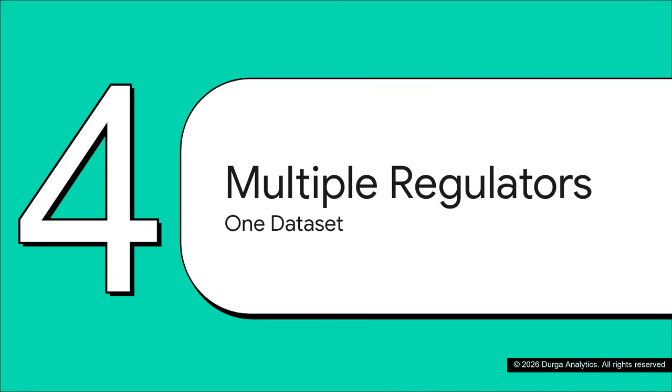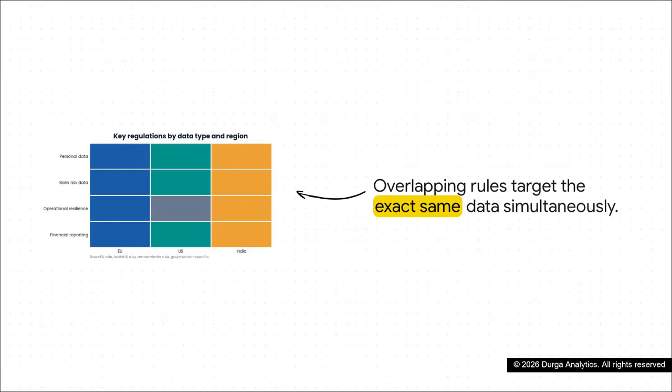One dataset, many regulators. Now, what's really fascinating here is how we apply this reality to a single asset in a highly complex environment, like an integrated energy trading firm or global investment bank. Notice the intersecting blocks here. Overlapping rules target the exact same data simultaneously depending on the region and the business function. The reality of your day-to-day work is that data does not sit neatly in one single regulatory box. It's like a giant overlapping puzzle.